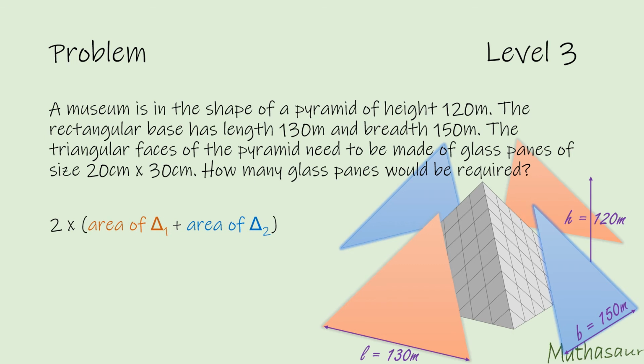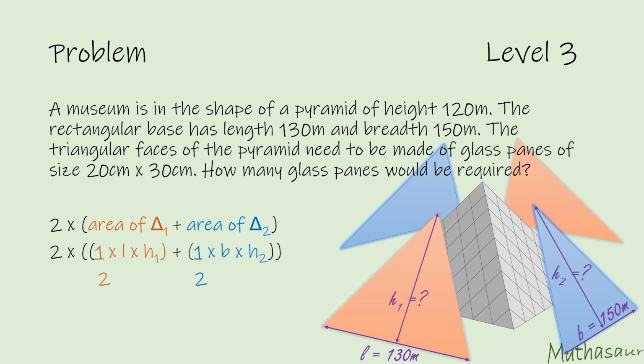How do we find the area of these triangles? We know the bases of these triangles, but we do not know the heights. Let us substitute the formula for area of triangles. So we have 2 times half times L times H1 plus half times B times H2. Let us take half common from both the brackets. So we have L times H1 plus B times H2.